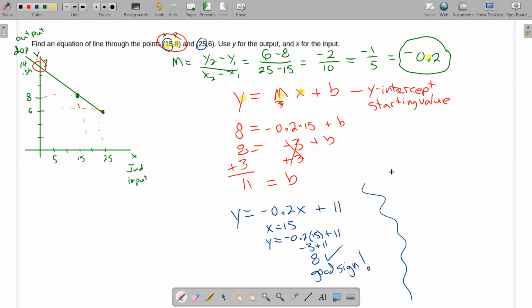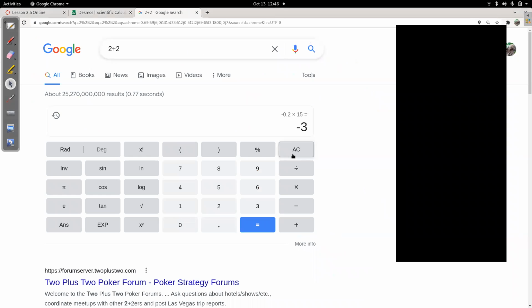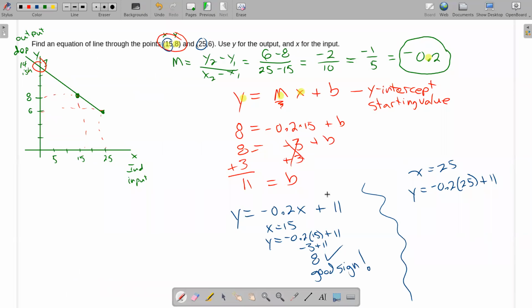Let's check the other one. What if we let x equal 25? Then we think y should be negative 0.2 times 25 plus 11. Okay, 0.2 times 25, what is that? I'm going to guess that's negative 5, I'm not sure. Negative 0.2 times 25. Man, I'm on a roll. Cool. All right, it is. And what's negative 5 plus 11? That'd be 11 minus 5. That's 6. Hey, that's a good thing.